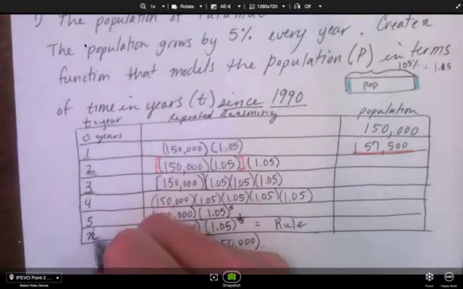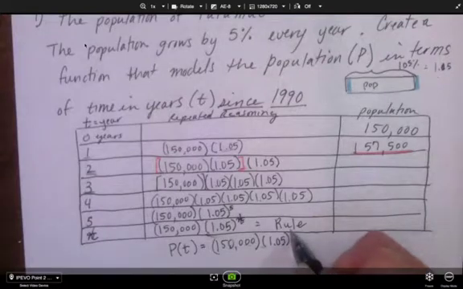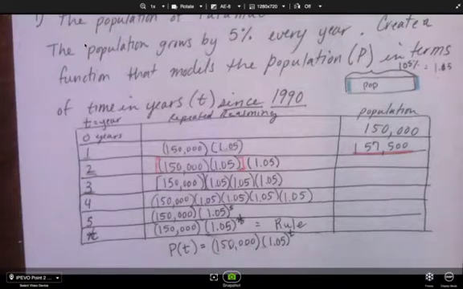Because T is years, T, times 1.05 to the T, which is the number of years since 1990. Okay, so that would be that rule.